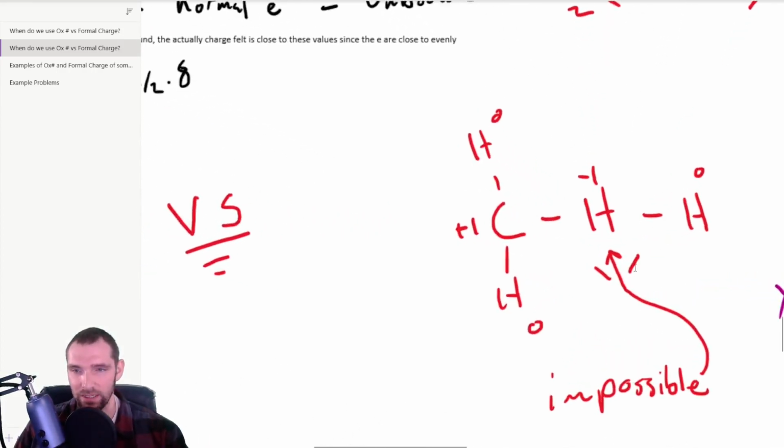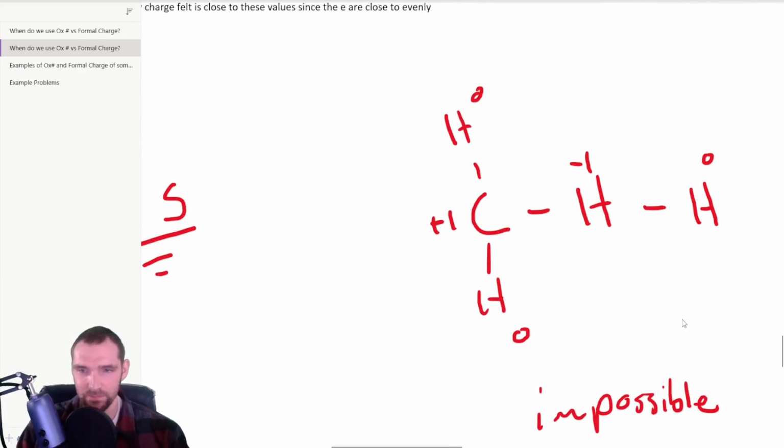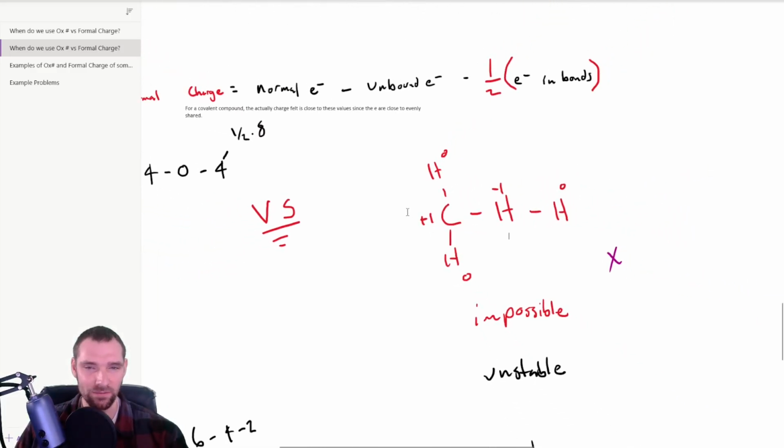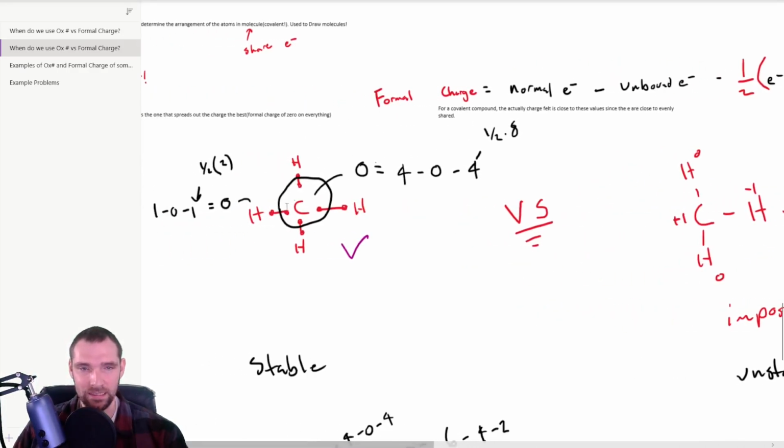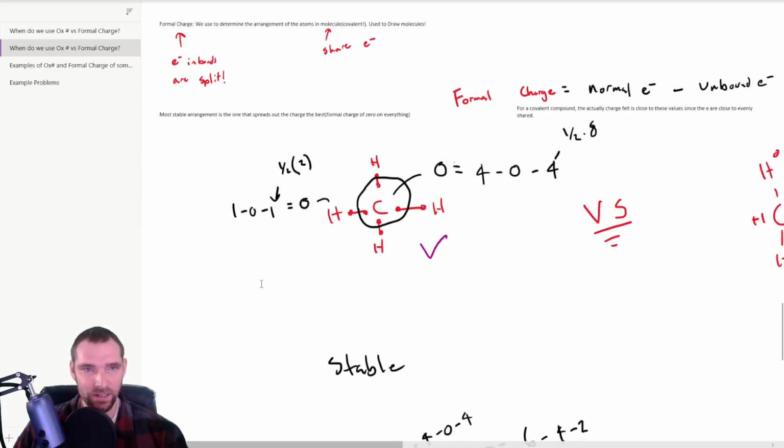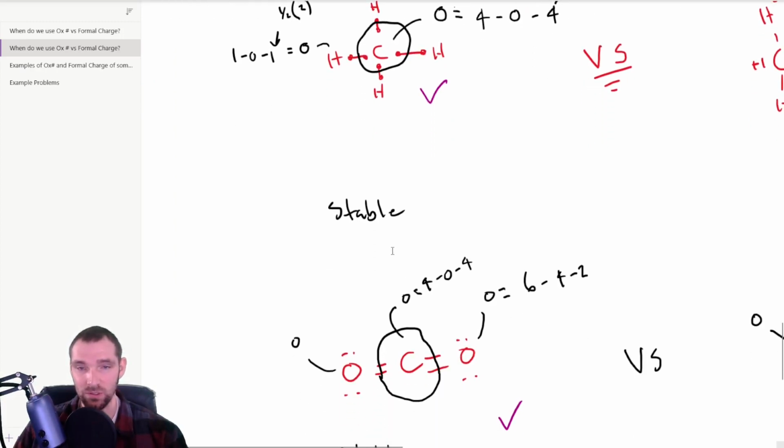Like you could arrange this molecule like here, but A, it's impossible because hydrogen shouldn't form 2 bonds, and B, you've also got a negative spot and a positive spot, and we don't want to have those if we can evenly spread things out. So this is impossible, this is unstable, therefore we can say that this is much more likely to be what the molecule looks like, so we would draw it that way. In other words, our formal charge tells you what the molecule should look like.